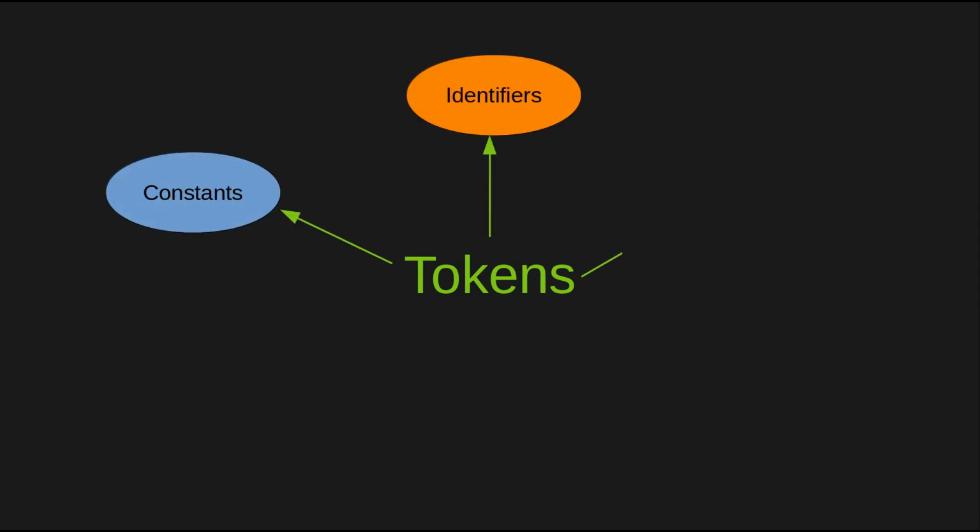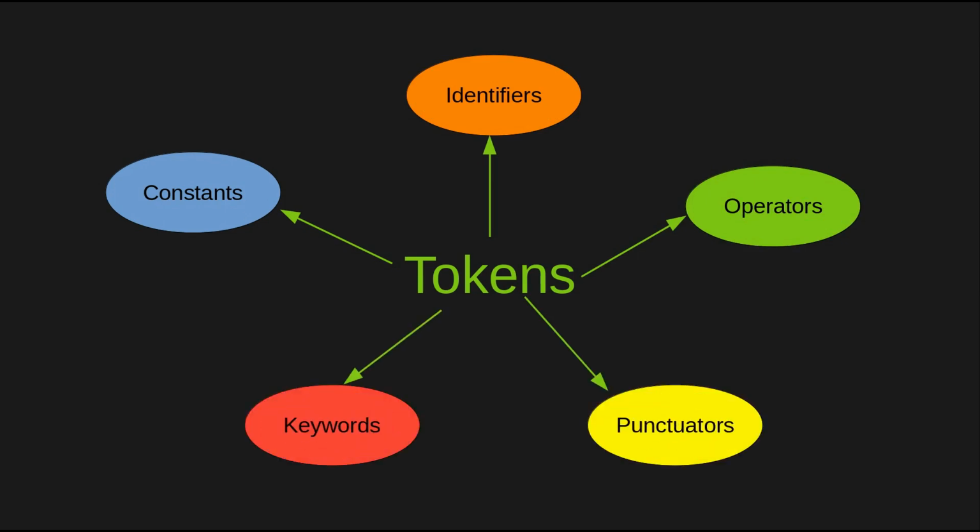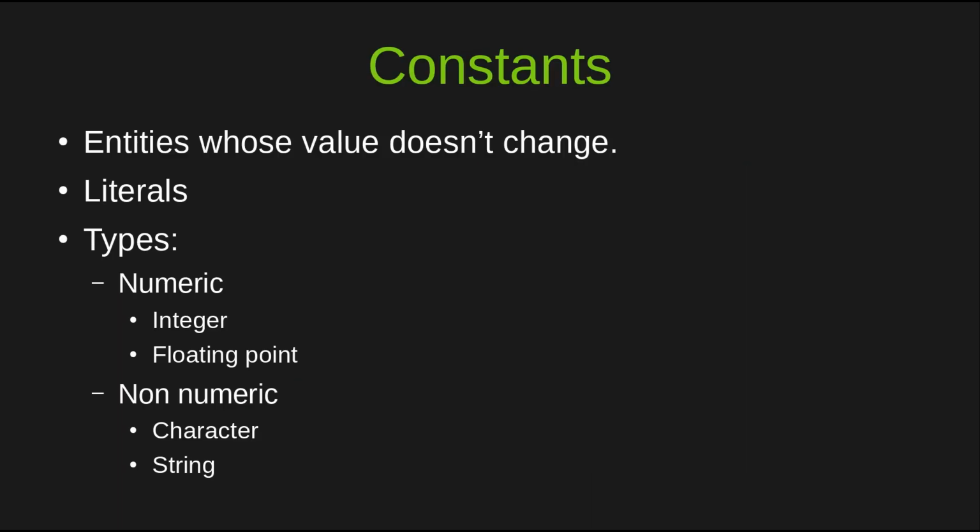So in C, there are 5 tokens. It includes constants, identifiers, operators, punctuators, and keywords. We'll see a small introduction about each of these and we'll look more deeply into each of those in separate videos. Now starting with constants.